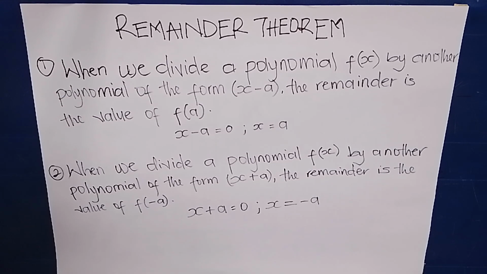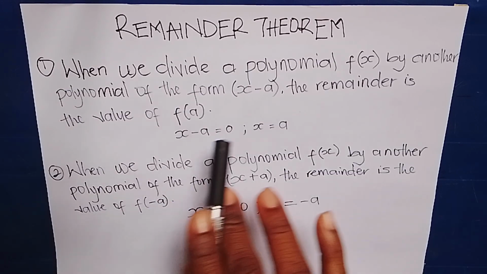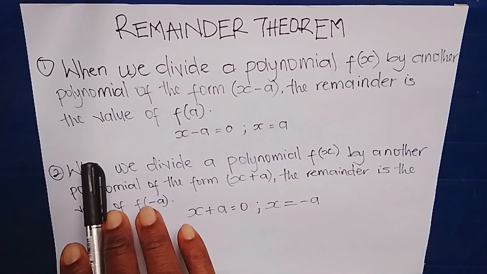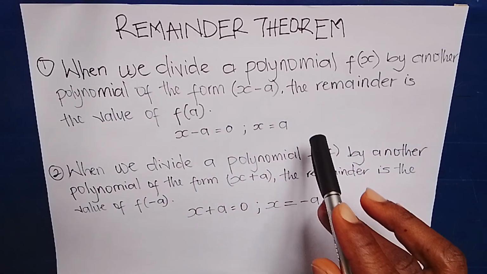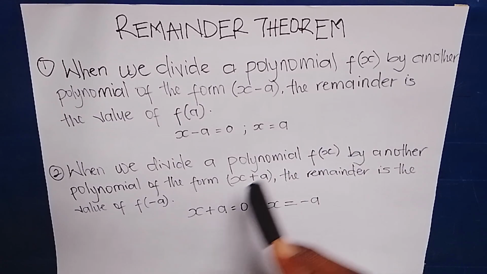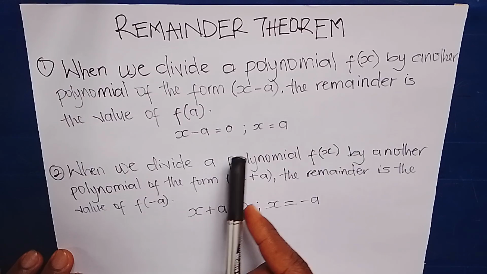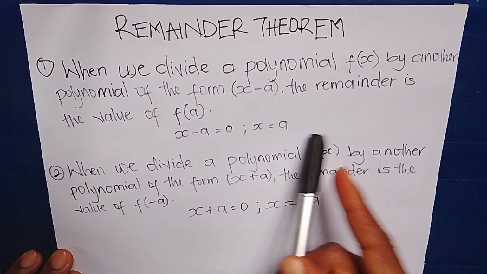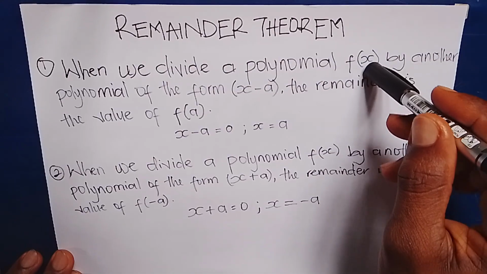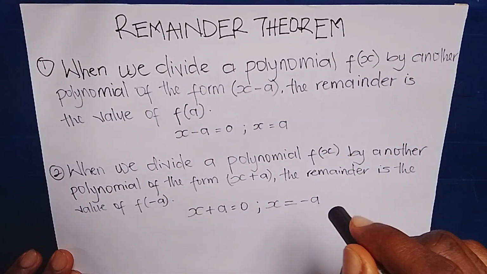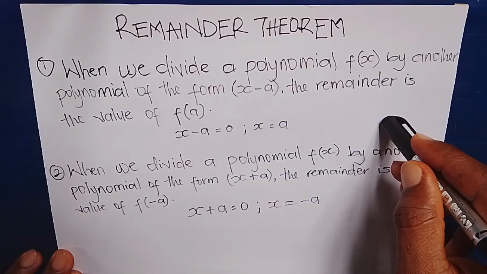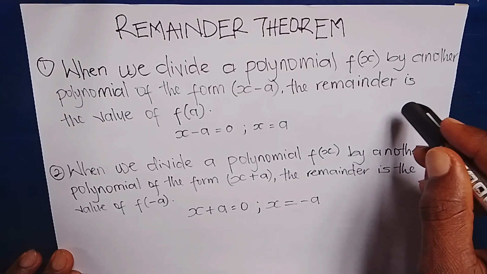I like to say that the remainder theorem is like a coin with two faces. And on the first face, we have when we divide a polynomial f of x by another polynomial of the form x minus a, your a being a constant, the remainder is the value of f of a. And how do we come about a? If our x minus a is equal to 0, that means our x is equal to a. So in your original polynomial f of x, wherever you have x, you substitute a. And whatever your answer is, that is the remainder.